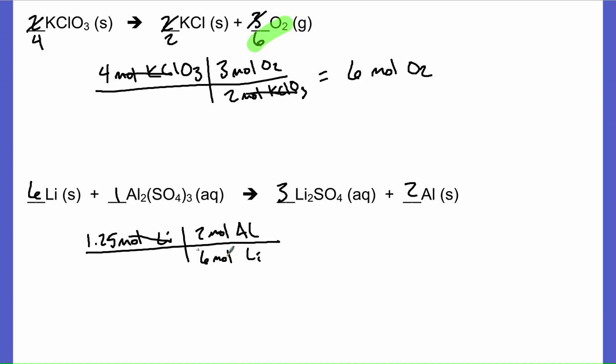I can use this ratio, multiply by 2, divide by 6, and I'm not going to get a nice clean number, but I can do that real quick on my calculator. And I'm going to get a 0.41666 repeating. And since I only need 3 sig figs, I'll just answer it with 0.417 moles of aluminum for an answer.